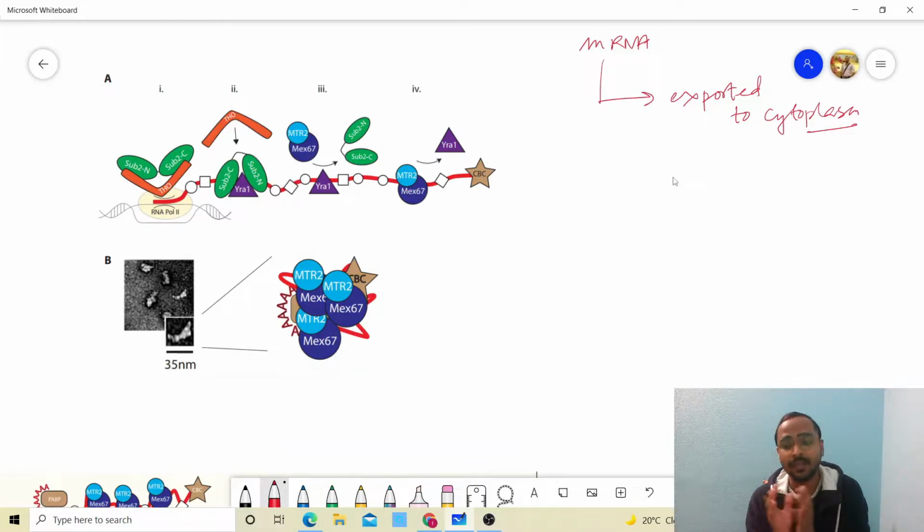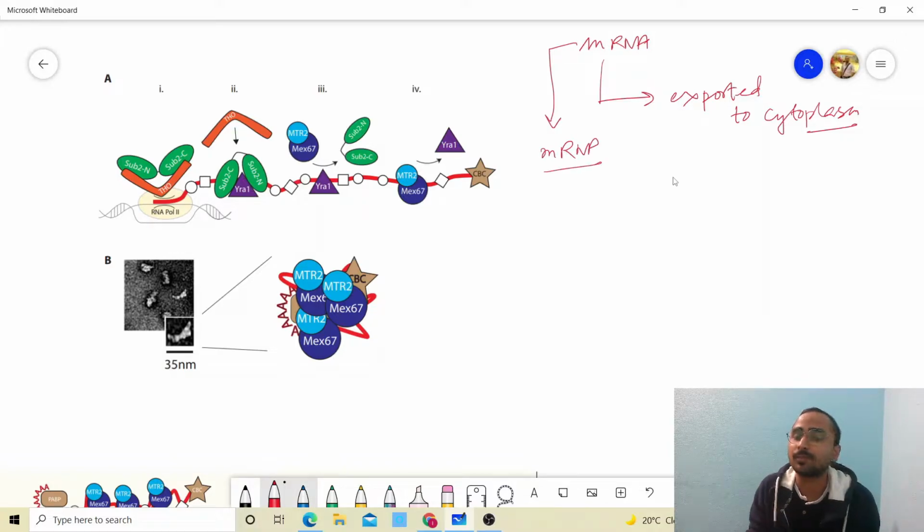When the mRNA is exported, we will name that form mRNP, messenger ribonucleoprotein, because some proteins will be attached to the mRNA. And what are those proteins? Let's discuss. The mRNA must be attached to one important protein, and you need to remember the name of the protein, that is MEX67 MTR2. This is shown in the picture. This is the protein which needs to be attached to the mRNA, and together it will help the mRNA to be exported to the cytoplasm.